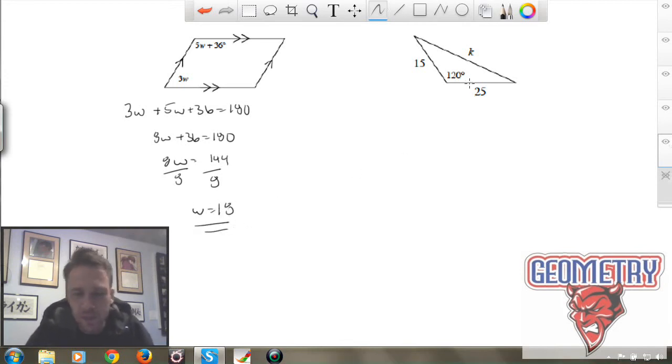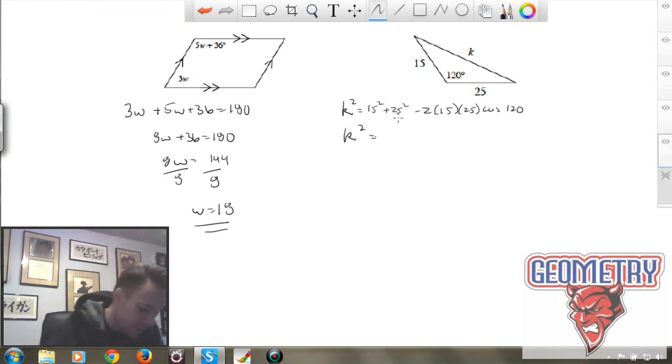And then the last one here goes back to our law of cosines. We have a non-right triangle. Two sides that we know, one side we're trying to find. So this looks like k squared equals 15 squared plus 25 squared minus 2 times 15 times 25 times the cosine of 120. And then I'm going to literally just plug all that right in the calculator, exactly how it looks. Just checking on the degrees here.